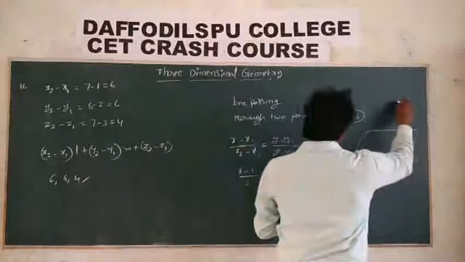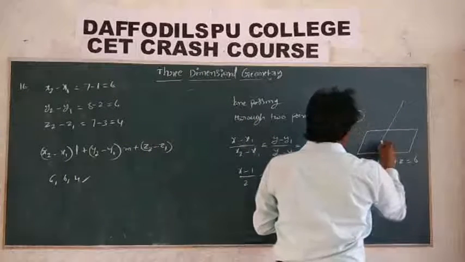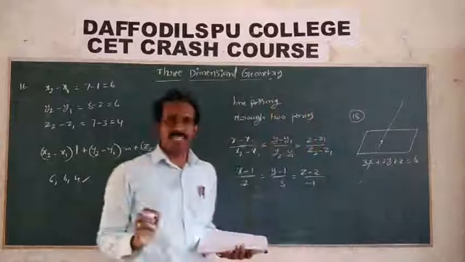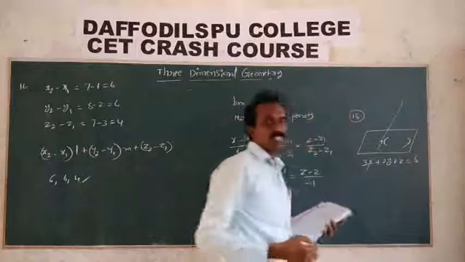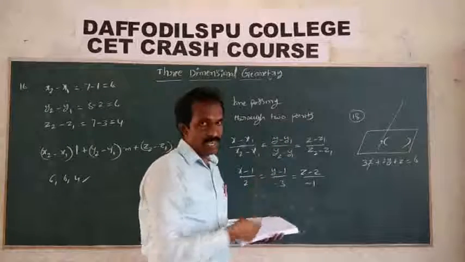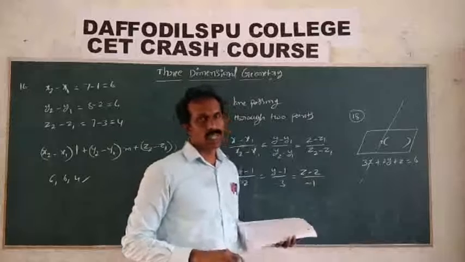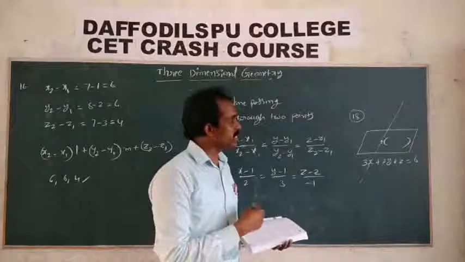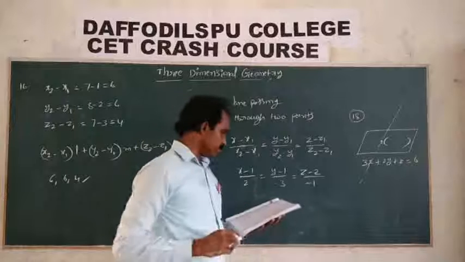Suppose this line meets the plane. Meets the plane means there is a point of intersection of line and plane. So the point of intersection satisfies the line and at the same time satisfies the plane. A point lies on the plane, it satisfies this plane equation.